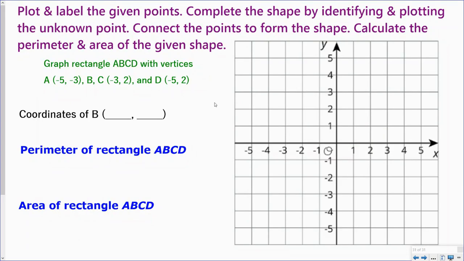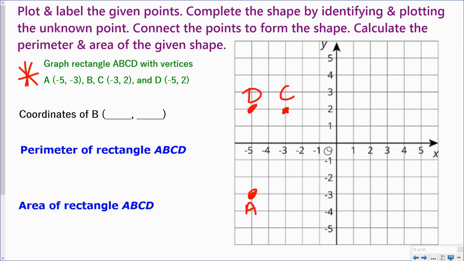Let's take a look at this problem here. It says plot and label the given points, complete the shape by identifying and plotting the unknown point, connect the points to form the shape, and calculate the perimeter and the area of the given shape. So first, let's plot our points. So A is at -5, -3, which would be right here. B, I don't know. C is at -3, 2, which would be right here. And D is at -5, 2, which would be right here.